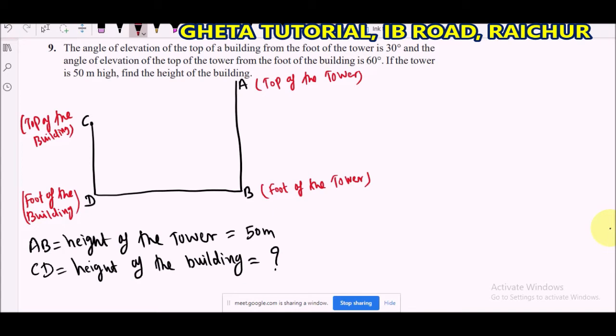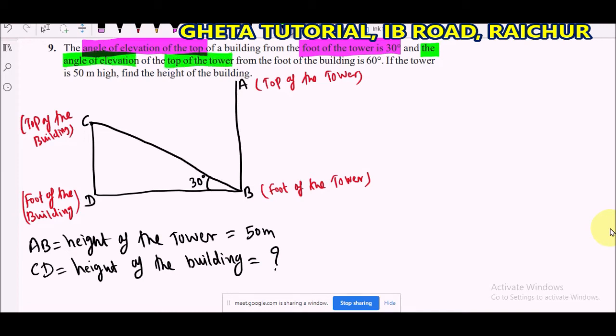According to the question, the angle of elevation of the top of the building from the foot of the tower is 30 degrees. The foot of the tower is point B. From B you have to draw a line to the top of the building, like this. From B to C, the angle is 30 degrees.